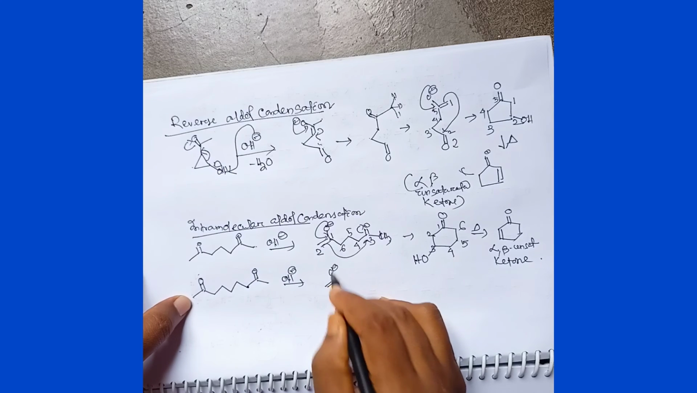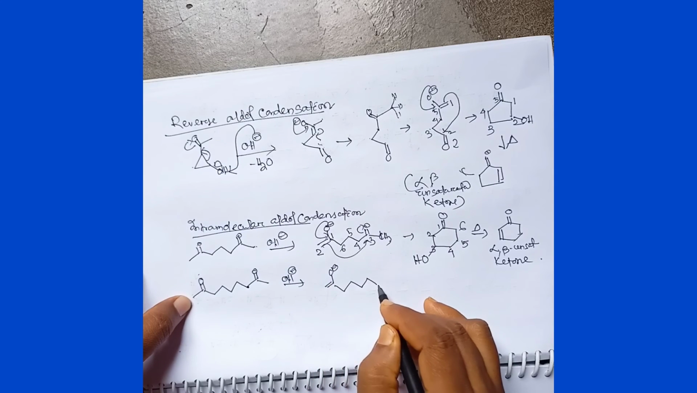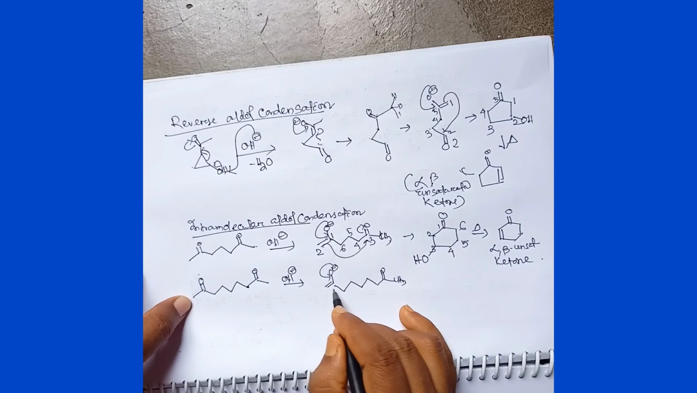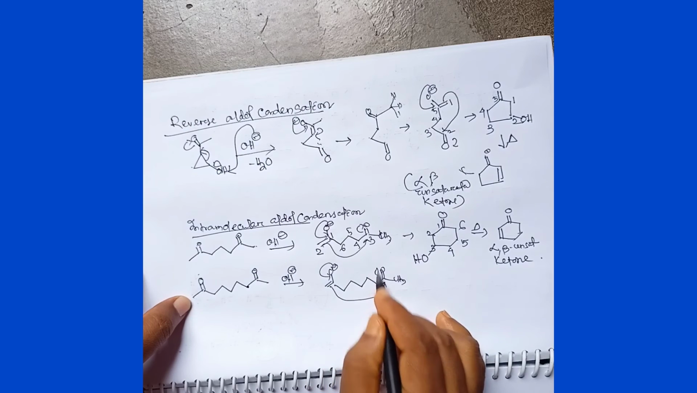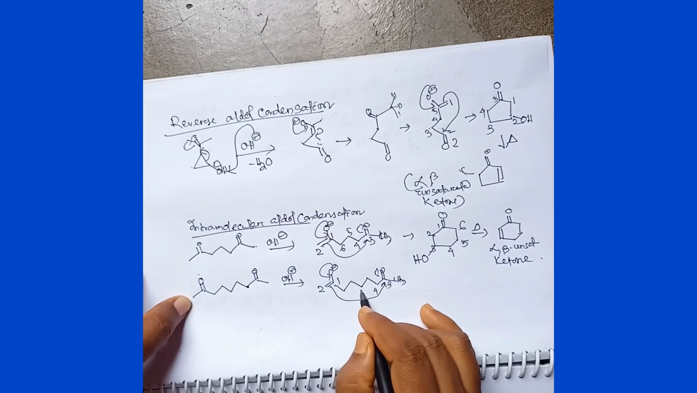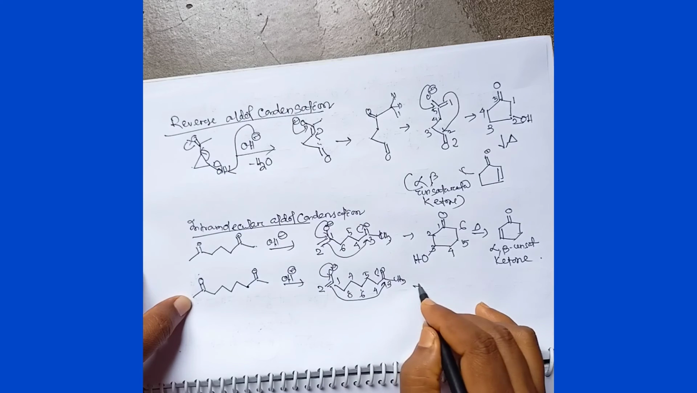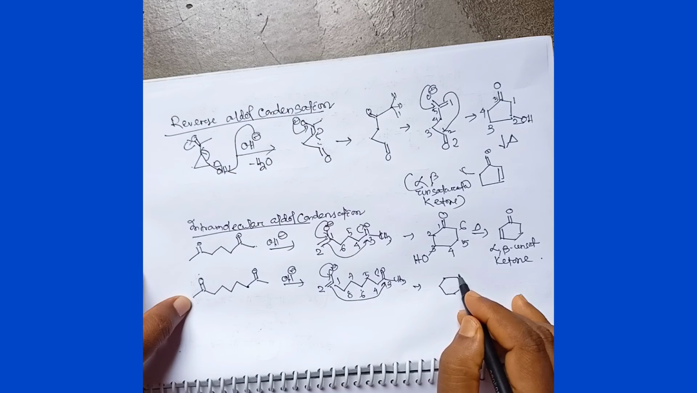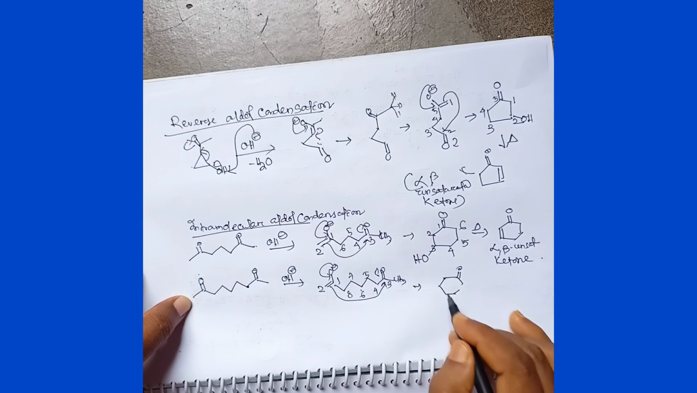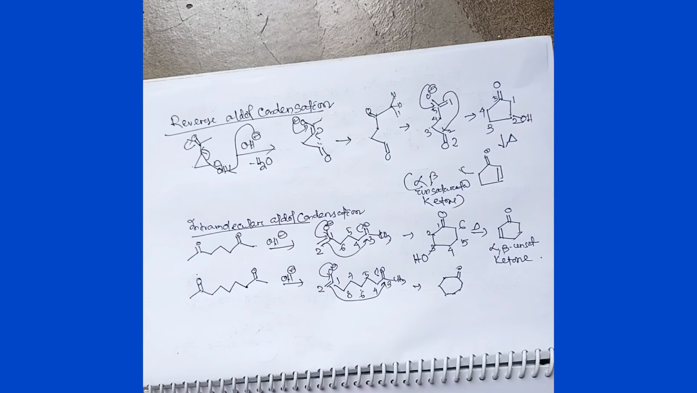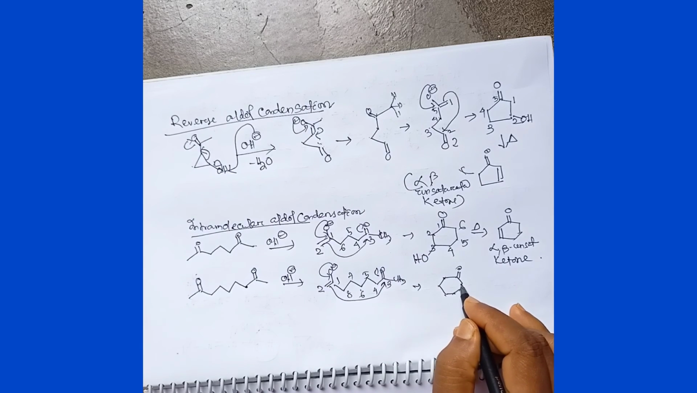So this is the intermediate and cyclization will take place. So what will happen? 1 2 3 4 5 6 7 8. So what happened now? 1 2 3 4 5 6 7 8. So an 8 member ring is forming.